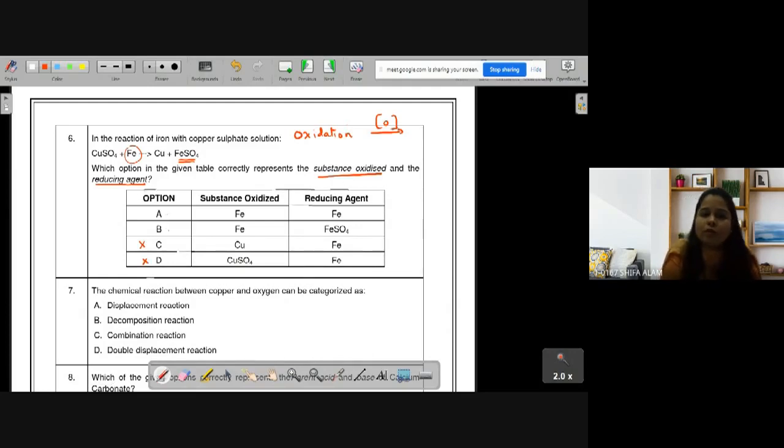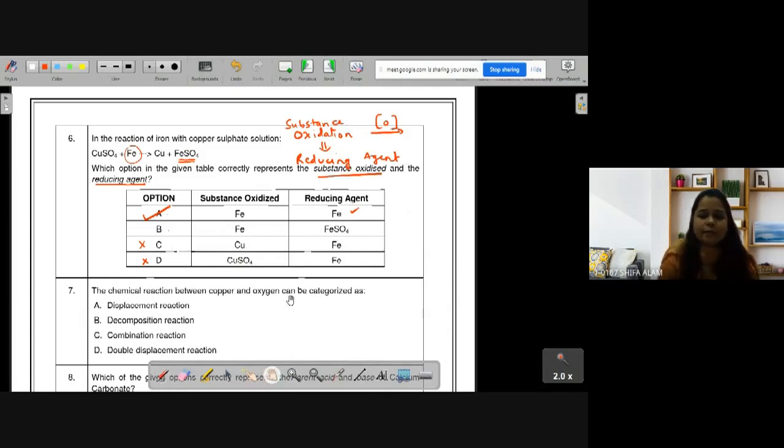Now, what about the reducing agent? We've learned that the substance that undergoes oxidation is termed as the reducing agent, and the substance that undergoes reduction is termed as the oxidizing agent. So if iron is getting oxidized, then iron itself is the reducing agent. So which option carries this answer? It is option A. So option A: substance oxidized is iron and the reducing agent is iron itself.